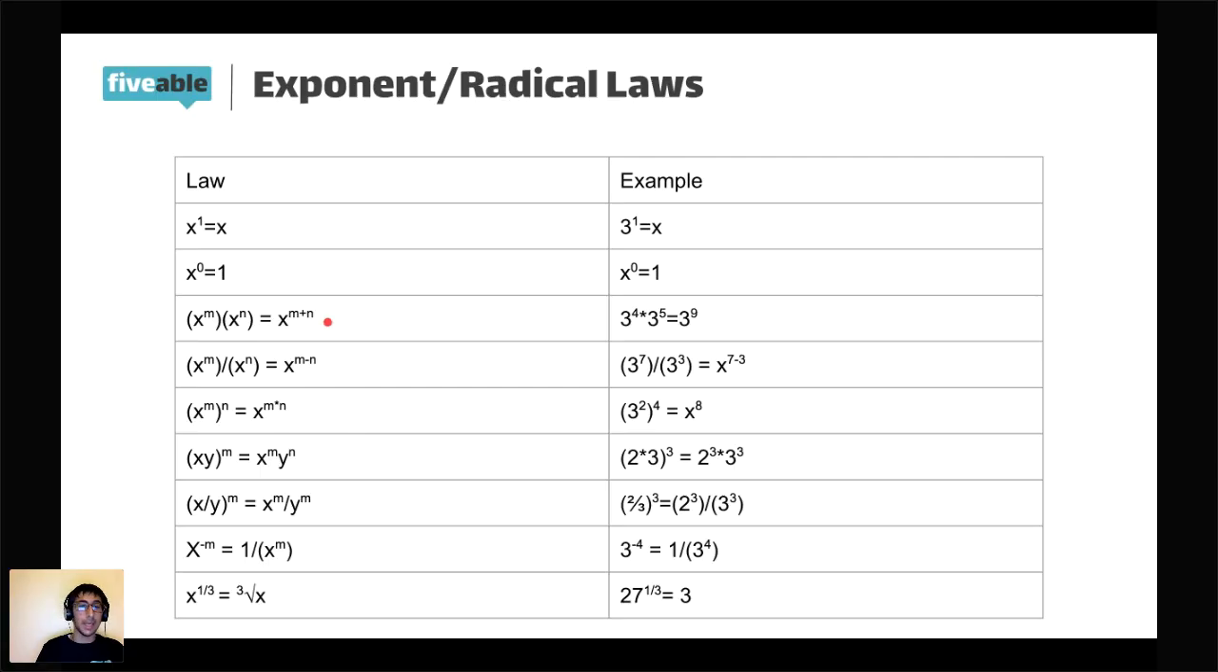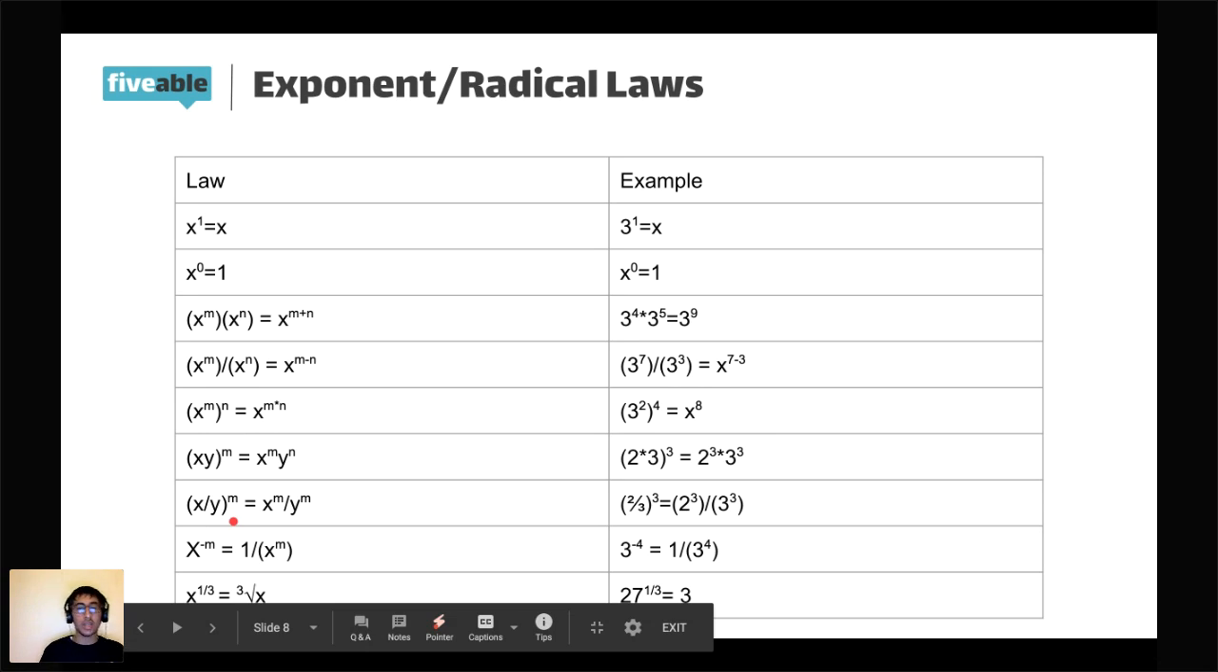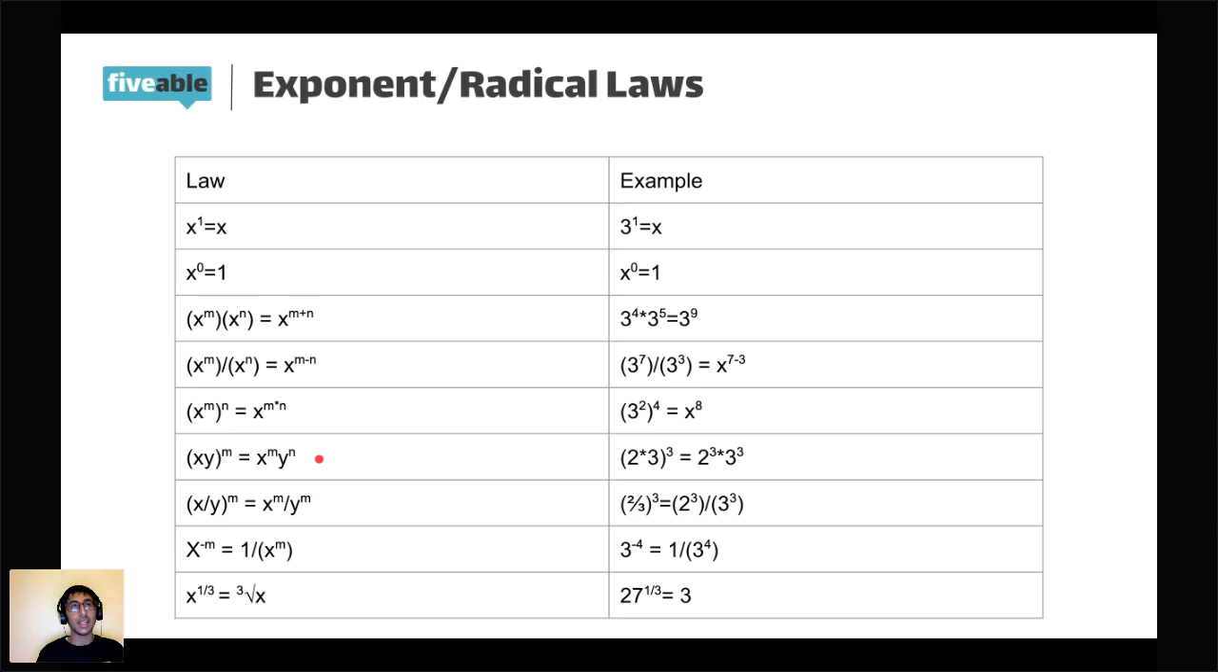So if they have the same base, then you're going to add or subtract. If you have (xy) to a power, this is just distribution. Same thing with division. And if you have something to the negative power, you're going to have 1 over that value. I personally have never seen this rule come into play when I took the SAT twice, but you never know what College Board is going to put in there.